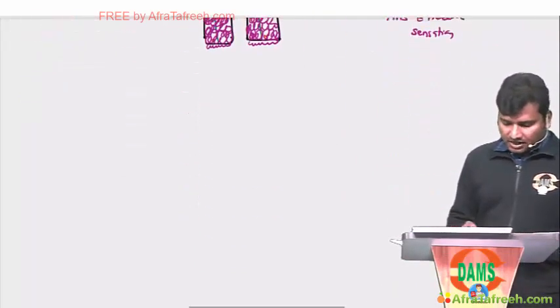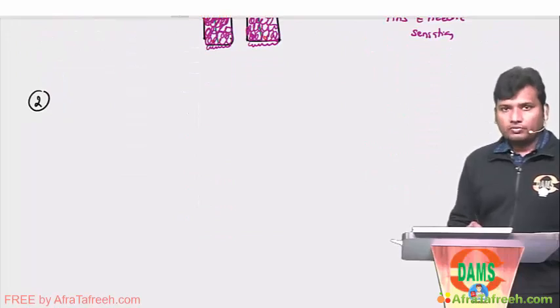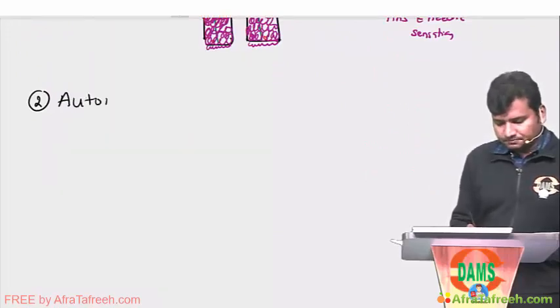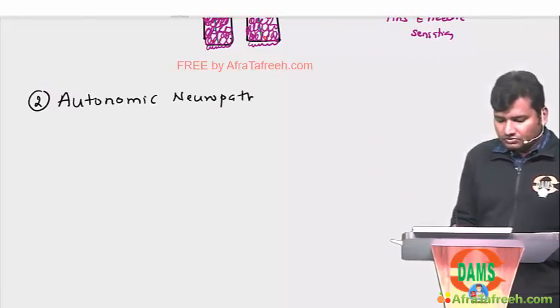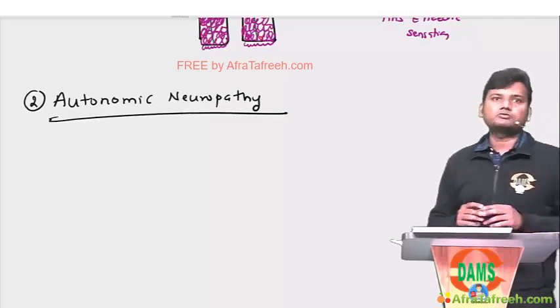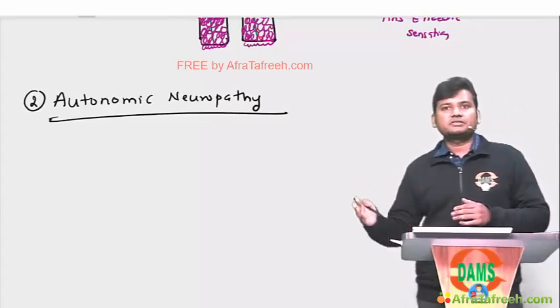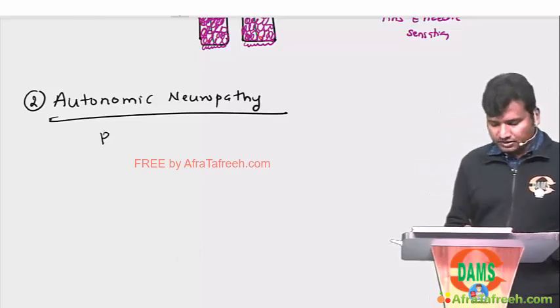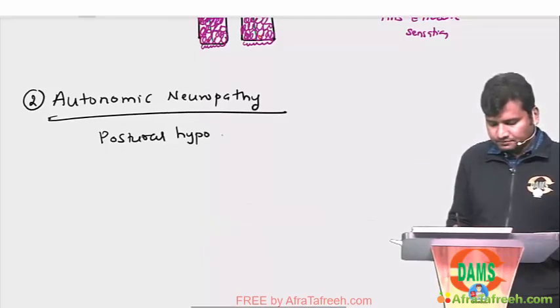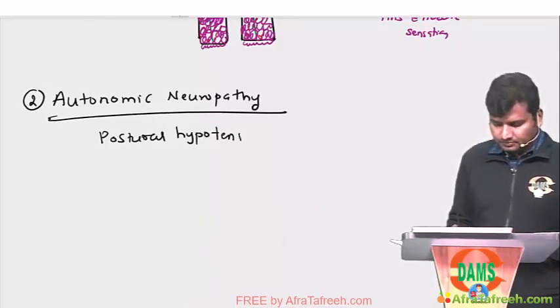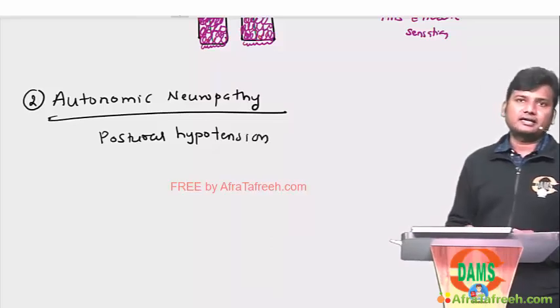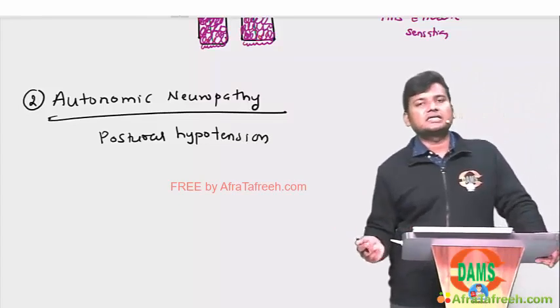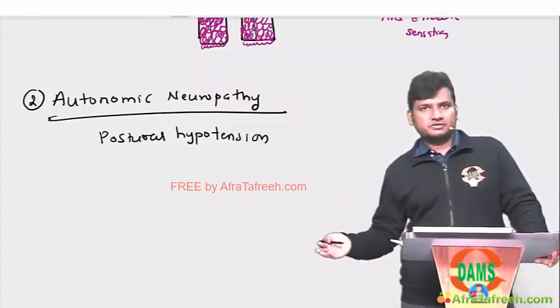Second, after DSPN, is autonomic neuropathy. Autonomic neuropathy means autonomic nerves will be affected. There will be decreased blood supply to autonomic nerves. So the patient may have autonomic symptoms like postural hypotension, bradycardia, tachycardia, sexual dysfunction, that is erectile dysfunction. So autonomic symptoms may occur.